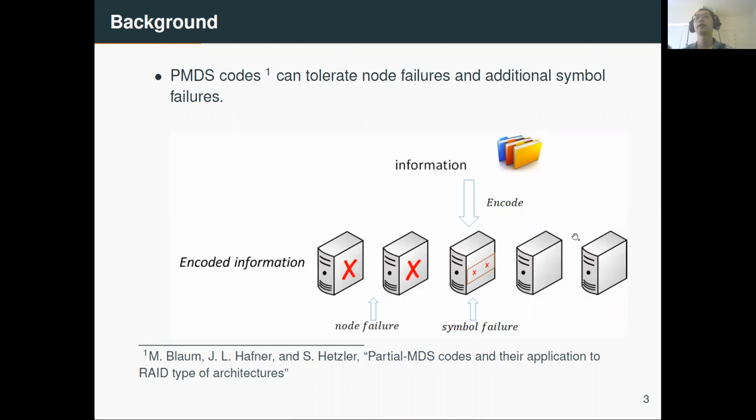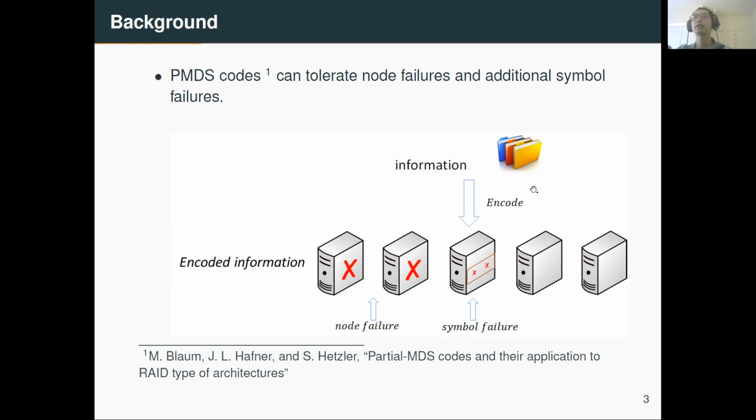But nowadays, we are applying SSDs and they bring new challenges. Sometimes we need to face mixed types of failures, containing node failures and symbol failures. As you can see in this picture, a node failure means that the whole node has failed and we cannot access any of the symbols in this node. And a symbol failure means that only part of the symbols in this node have failed, and we can still access the rest of the symbols.